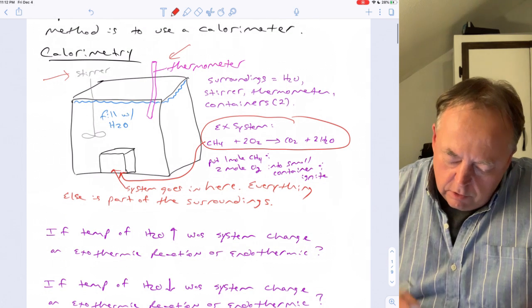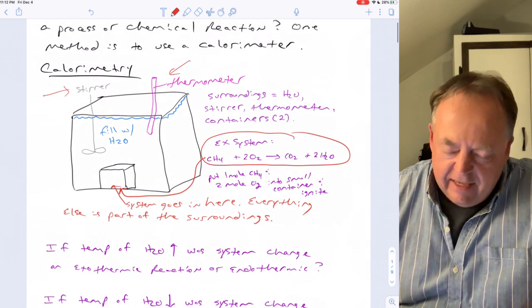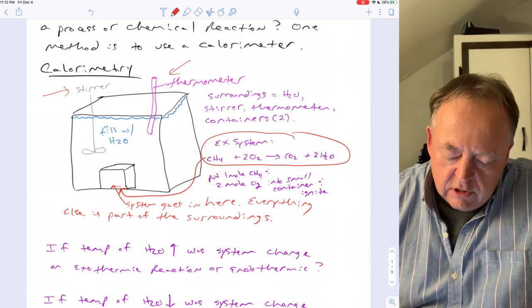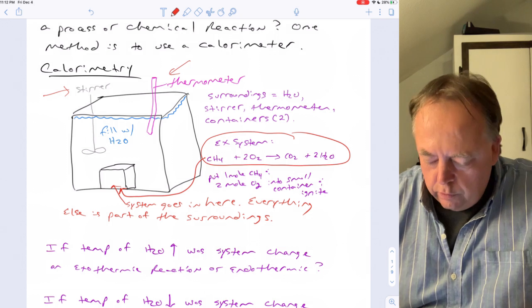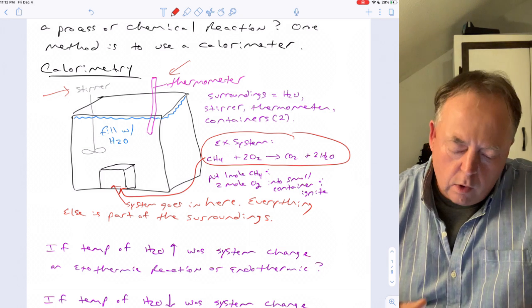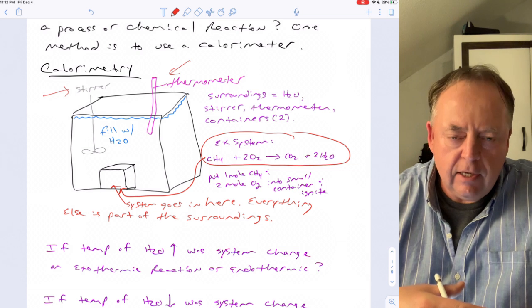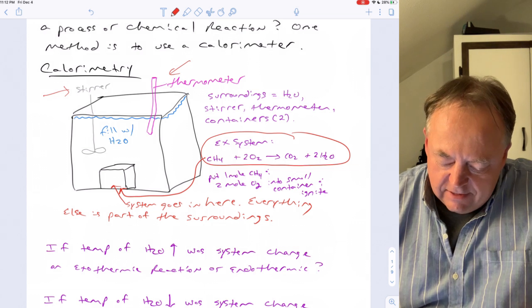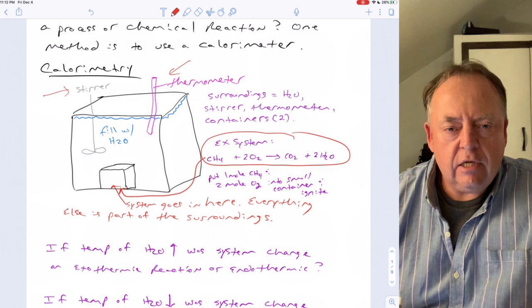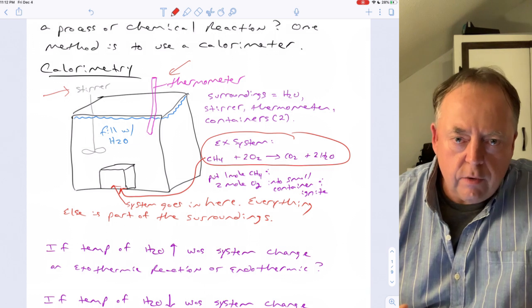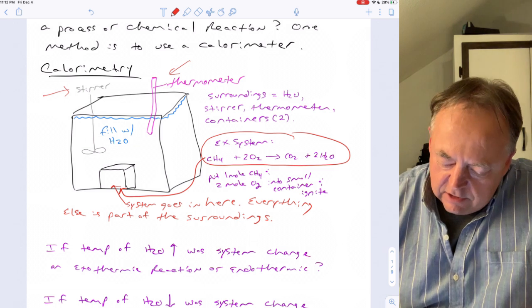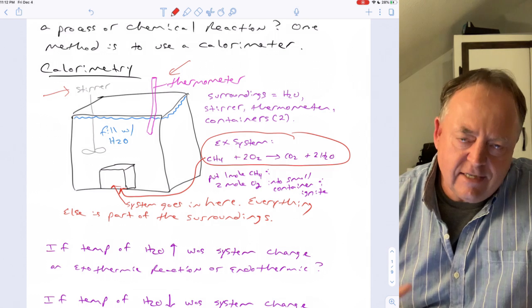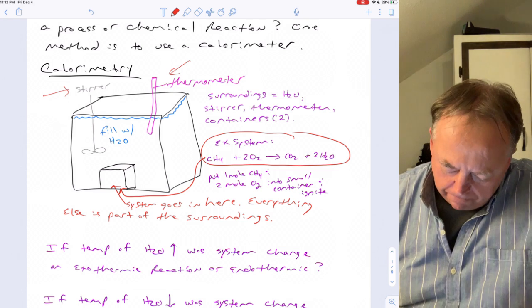Okay, so the system goes in the small cube, and everything else is the surroundings. The water is the surroundings, and the stirrer too, because if the water changes temperature, the stirrer is going to change temperature too, right? The thermometer is part of the surroundings. The containers themselves are going to change temperatures, so they're part of the surroundings. Everything else is the surroundings, and only the chemical reaction itself is the system.